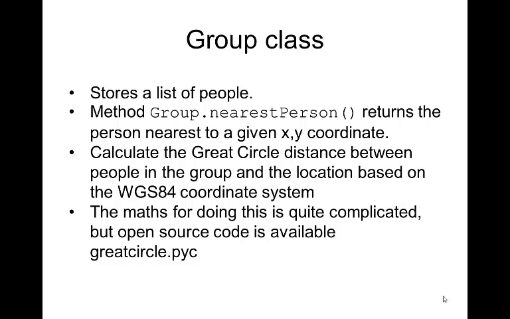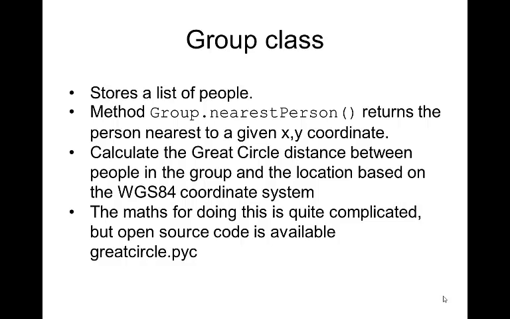Everybody knows what a great circle is? It's the distance around the planet, basically. It's the shortest distance calculated on the sphere. So I want to calculate the great circle distance, on the globe, between a group of people based on a location, passing in an XY coordinate in the WGS84 coordinate system.